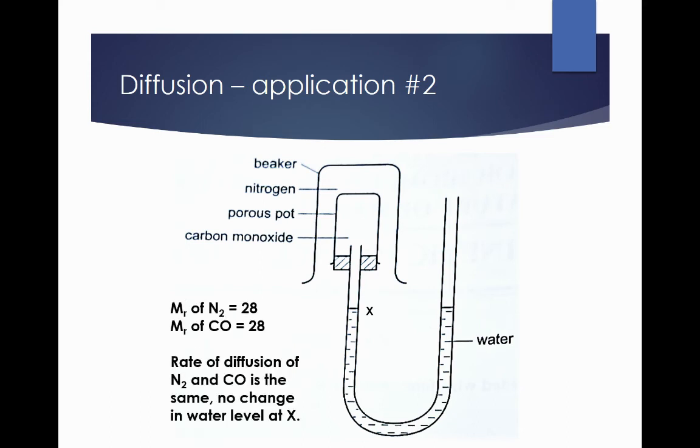I hope you have taken some time to think about this whole problem. Now again, we'll look at the MR values of nitrogen as well as carbon monoxide. And in this case, they both happen to have the same MR. Therefore, this means that the rate of diffusion will be the same, and there is no change in the water level at X. Did you get this correct?